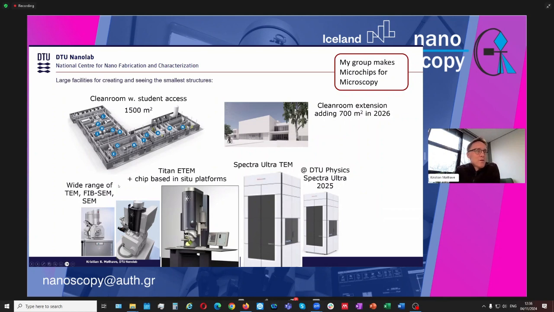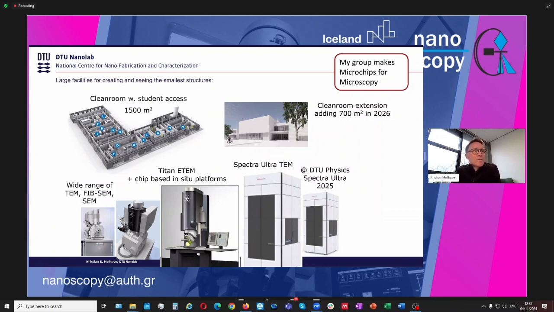And then in our center, we also have a really nice nano characterization facility with a wide range of electron microscopes. And right now we've got a new Spectra Ultra. If you're not a TEM person, this looks like a box. But to us, this is an amazing new tool with unprecedented resolution and spectral capabilities. And we're even getting another one at DTU Physics. So we're really well equipped with electron microscopy. Basically, you can see we have amazing facilities for creating and seeing the smallest structures.